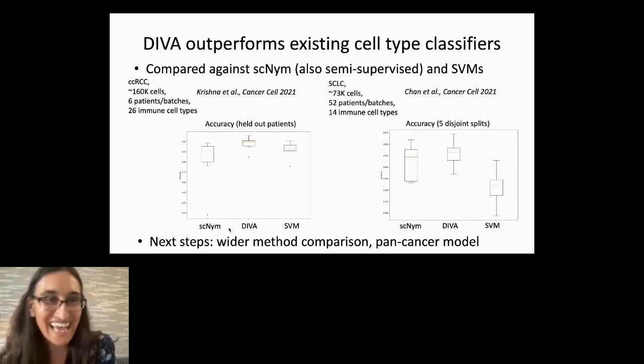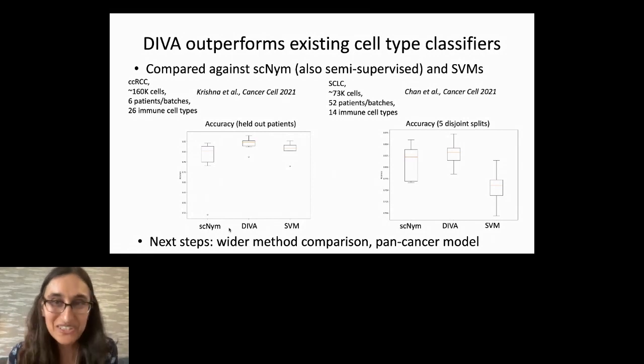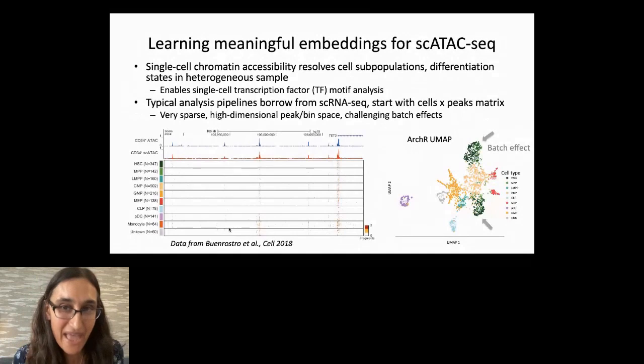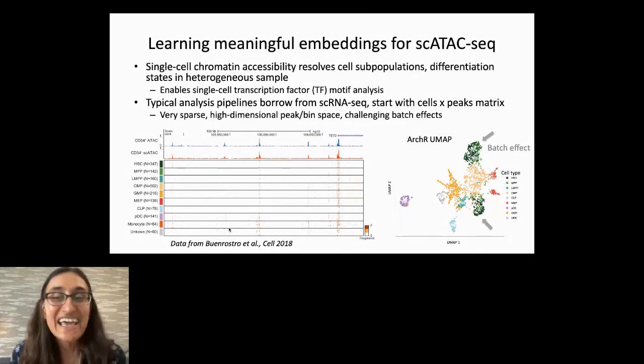Okay, and if I have 2 more minutes, I want to show you one more thing, which is learning embeddings for single cell ATAC. Okay, so single cell ATAC, I think people are familiar, and it's been mentioned before in the meeting. It's really exciting, right? So you can resolve different cell populations and the differentiation states of cells in a heterogeneous sample. You can do single cell transcription factor analysis, for example, through chromVAR, through sort of a motif accessibility score per cell. But most of the processing methods just borrow from single cell RNA.